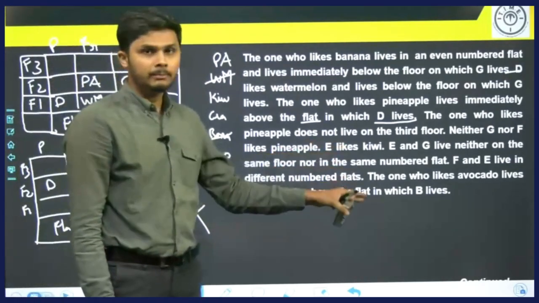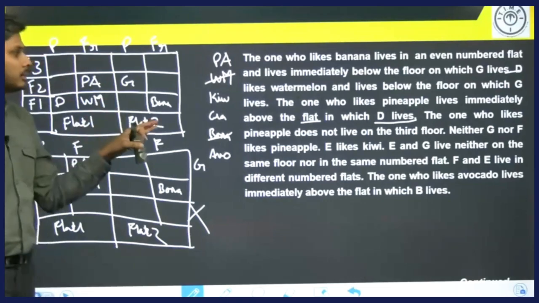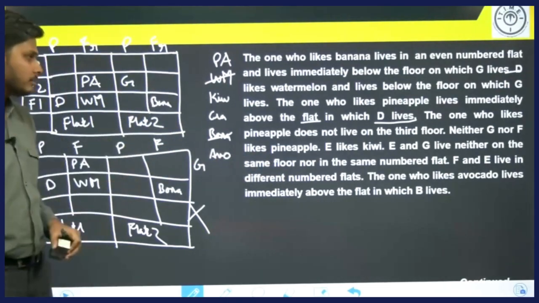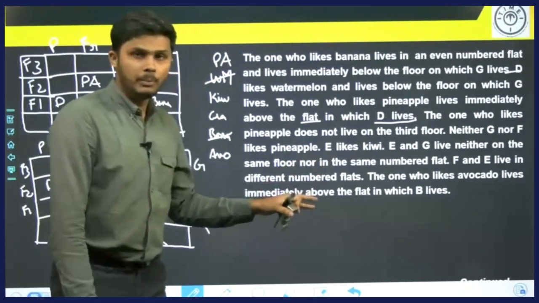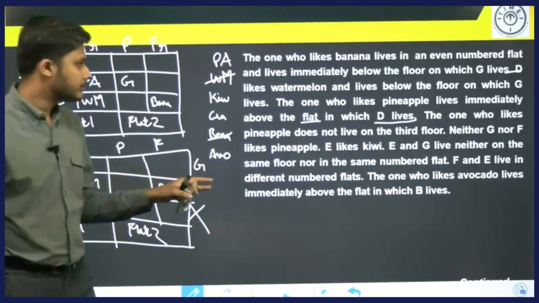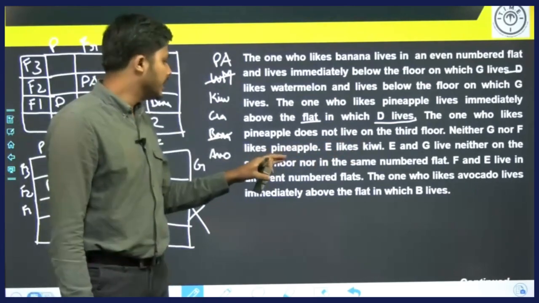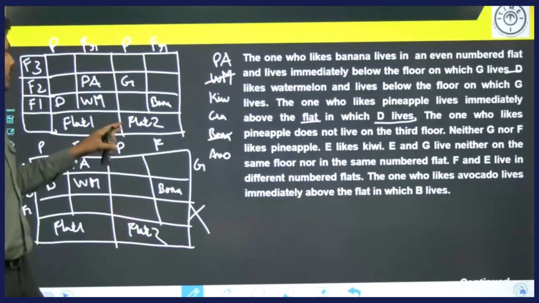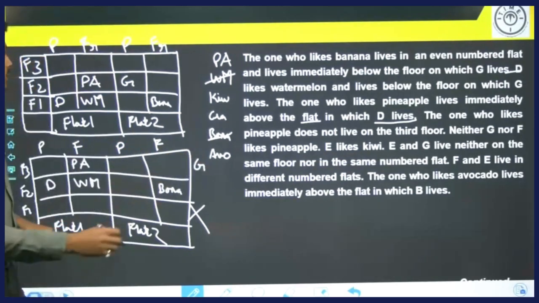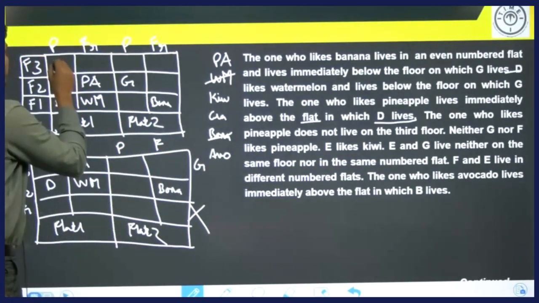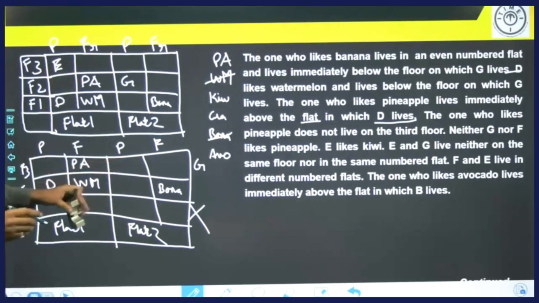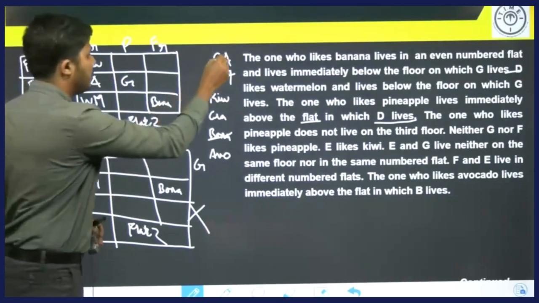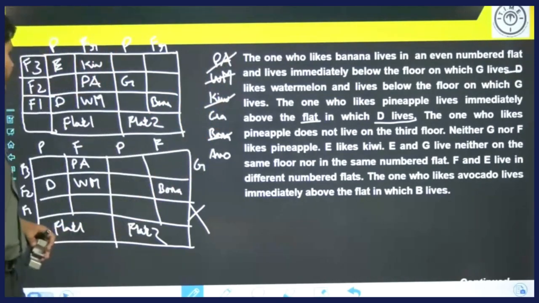E likes kiwi. So looking at the table, since E likes kiwi, E has to live on floor 3 and could be either in flat 1 or flat 2. Further, E and G live neither on the same floor nor in the same numbered flat. Since G lives in flat 2, E has to live in flat 1 of floor 3, and E likes kiwi. We got pineapple, we got kiwi.